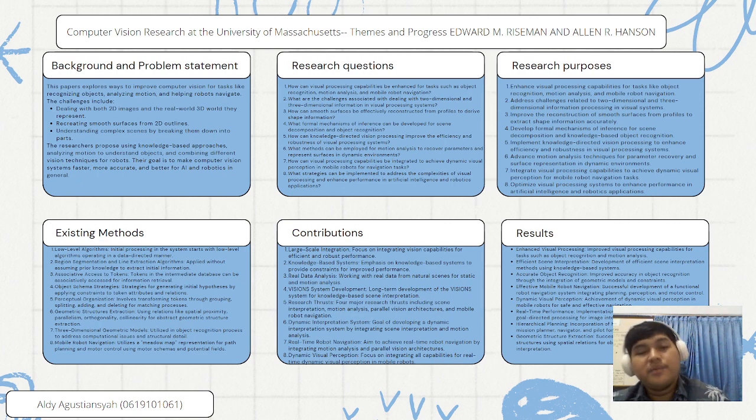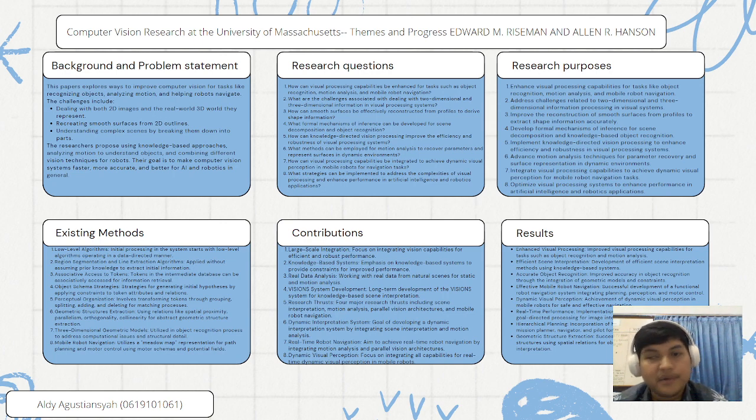So the contributions from this paper are: 1. Large-scale integration. 2. Knowledge-based system. 3. Real data analysis. 4. Vision system development. 5. Research trust. 6. Dynamic interpretation system. 7. Real-time robot navigation. 8. Dynamic visual perception. So from all of those, we come to the results.